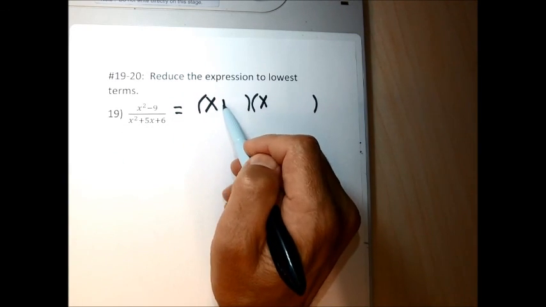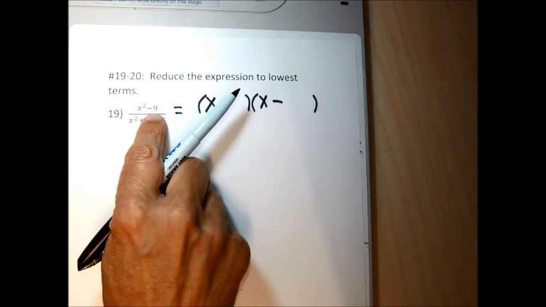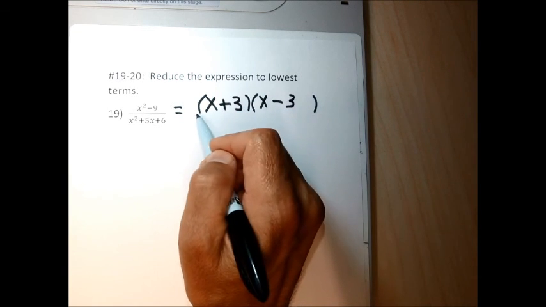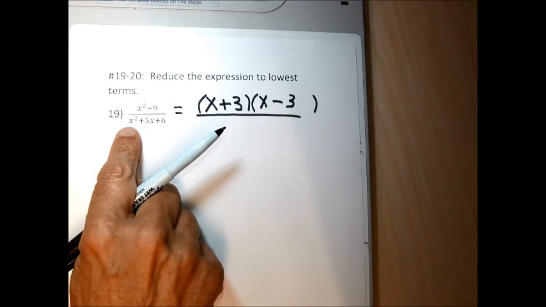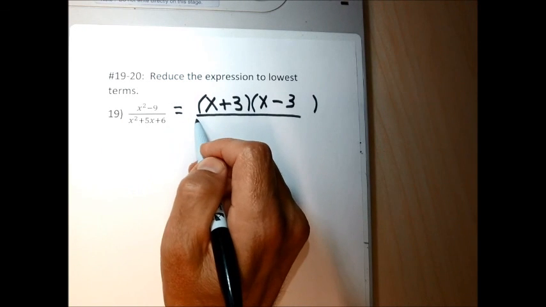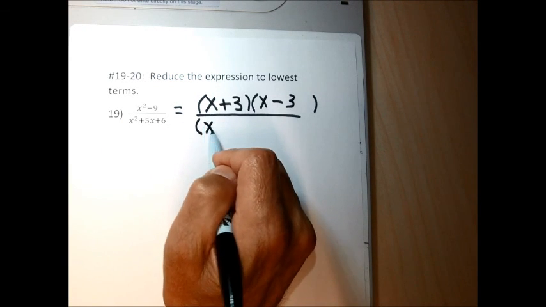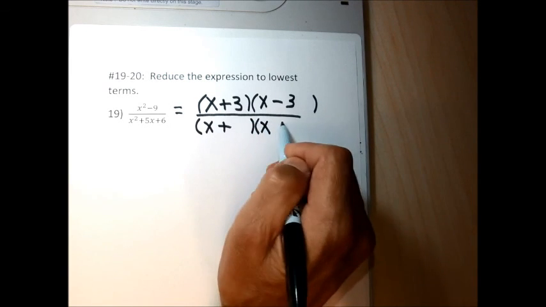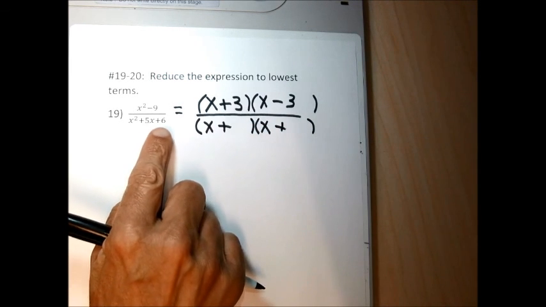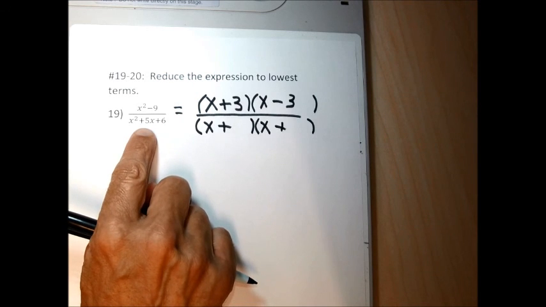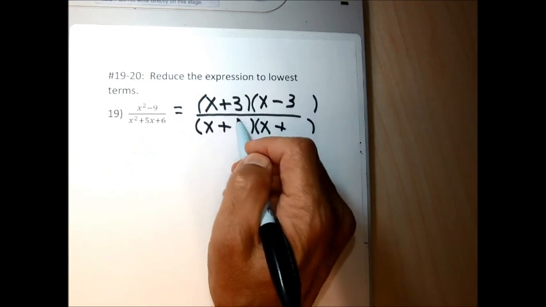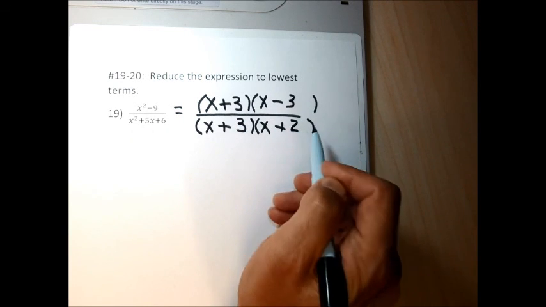My signs are plus and minus, and my lasts I square root the 9, and the square root of 9 is 3. In the denominator, I don't need bottoms up because there's not a number in front of the x squared. My firsts are a couple of x's, and my signs are a couple of pluses, and my lasts need to multiply to 6 and add to 5. 2 times 3 is 6, 2 plus 3 is 5, so I'm going to get a plus 3 and a plus 2.